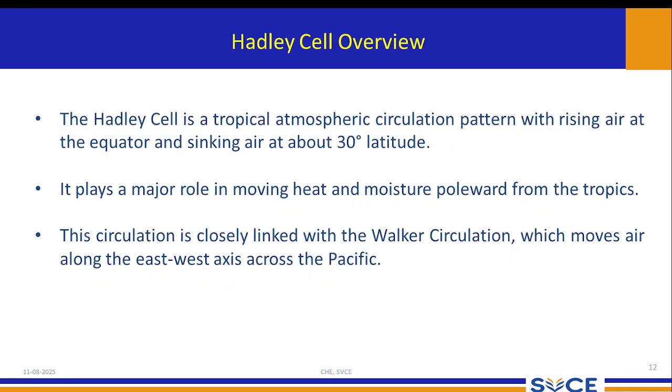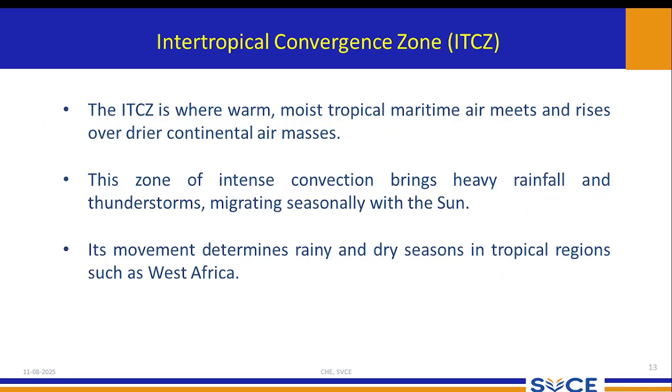Coming to the Hadley cell overview. The Hadley cell is a tropical atmospheric circulation pattern with rising air at the equator and sinking air at about 30-degree latitude. So the definition you have already seen on the Hadley cell. It plays a major role in moving heat and moisture poleward from the tropics. This circulation is closely linked with the Walker circulation, which moves air along the east-west axis across the Pacific.